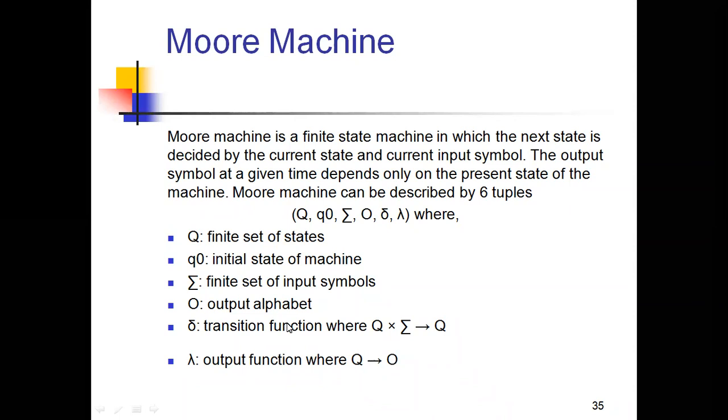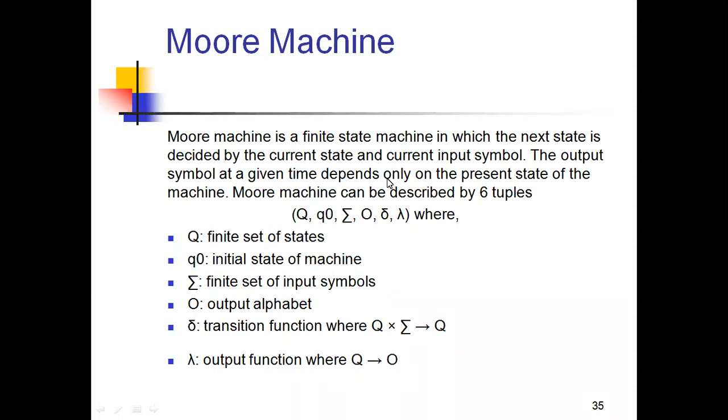I think you all understand what the six tuples of the Moore machine are, and this is the mathematical definition, or the formal definition, of the Moore machine. To define what the Moore machine is, just by describing these six tuples, you can define that it is a Moore machine. Right? Is it clear to you all?